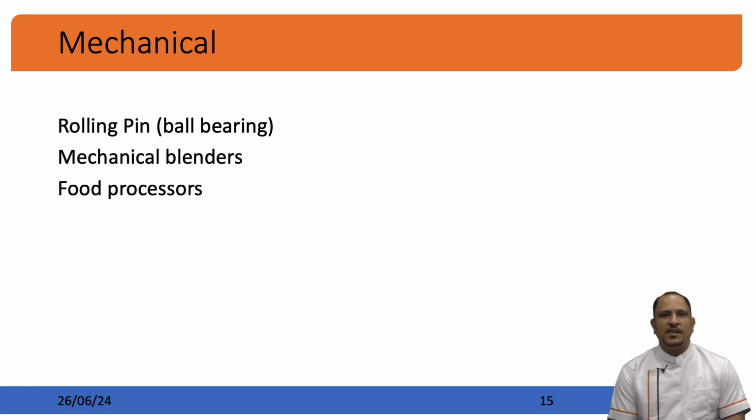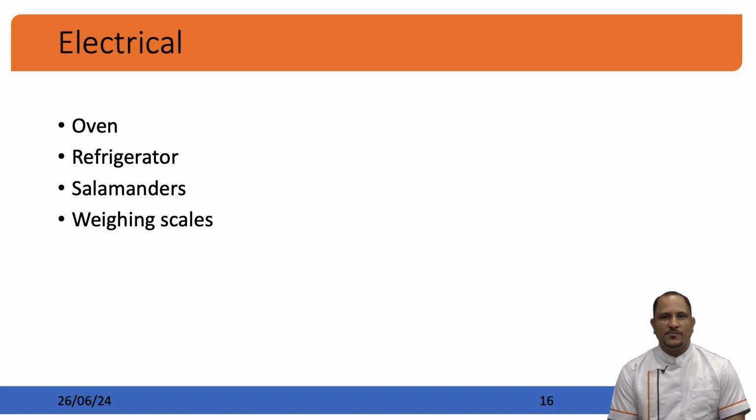The third category inside the mode of operation is electrical equipment. Electrical equipments are those which require electricity for working. Electrical operation is there inside these equipments. Some examples are ovens, refrigerators, salamanders or electric weighing scales. So these are electrical equipments.